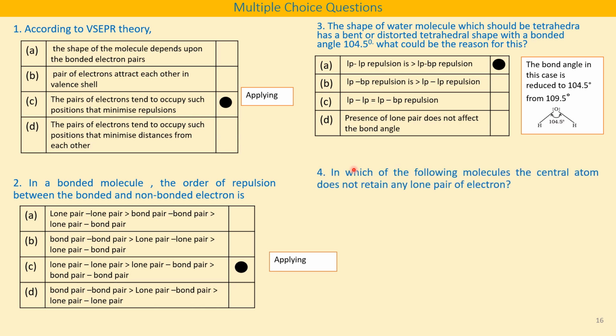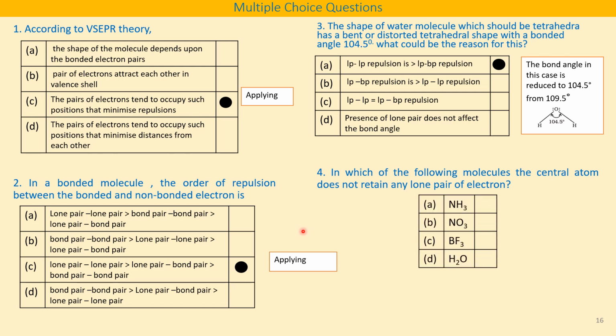Next question. In which of the following molecules does the central atom not retain any lone pair of electrons? So you have to identify the molecule in which the central atom does not retain any lone pair of electrons. Option A NH3, option B NO3, option C BF3, and option D is H2O. So you have to identify the correct answer and mark it. Please pause and mark your answer.